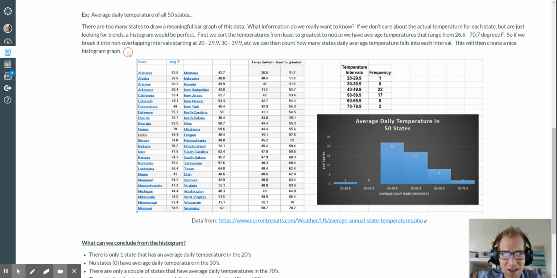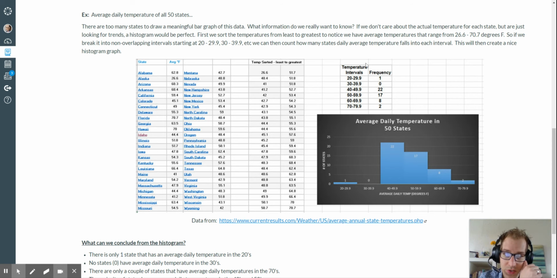So breaking it into non-overlapping intervals, we would start at 20 to 29.9. That would come right up against 30 to 39.9, and then keep going, right? 40 to 49.9, and so on and so forth. So we can count how many states' daily average temperature falls into each category. Then we can make a histogram. So here would be, of course, all the data, but then here's the histogram we ended up making.